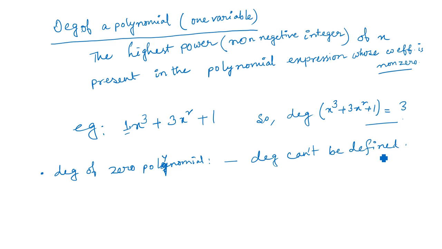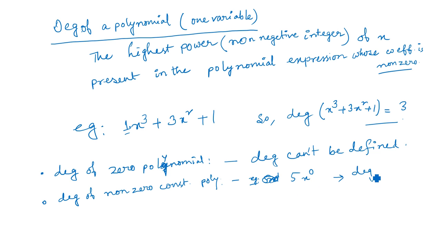And what is the degree of a non-zero constant polynomial? For example, 5. Here x to the power 0 is present, whose coefficient is 5, which is non-zero. So the degree of 5 is 0.